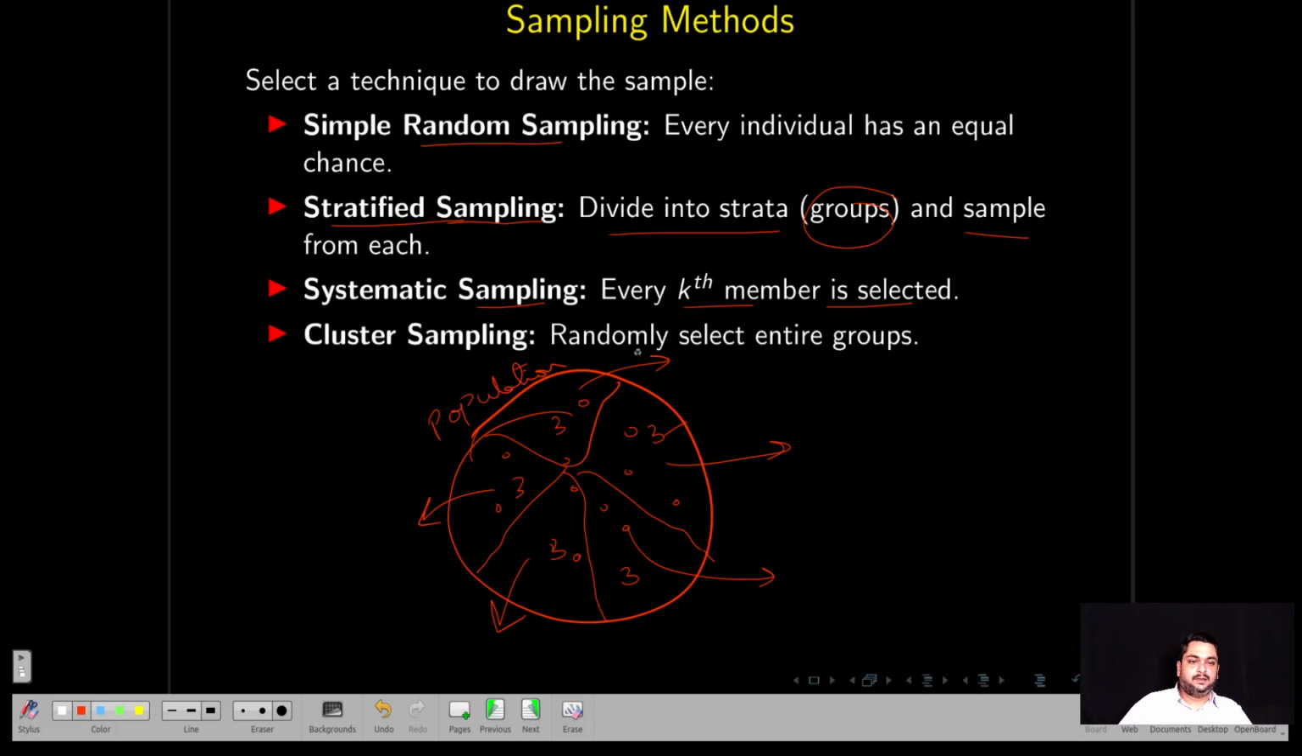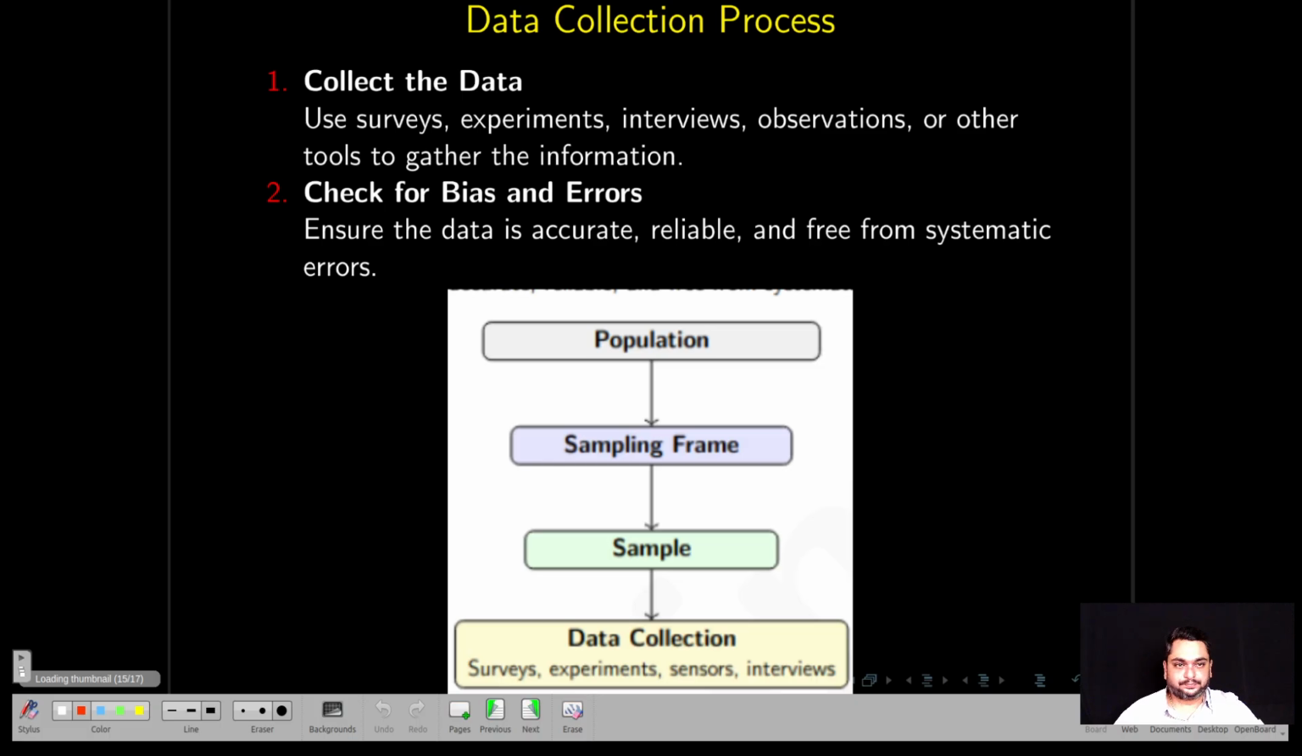Now cluster sampling: randomly select an entire group. Out of these groups, randomly I will choose this entire group as a sample. That is cluster sampling. Based on the data you have, the study you are conducting and the experiments you have conducted, you will be using these methods. To represent pictorially how you collect the data: from the population you find a sampling frame, then you sample, and then you conduct surveys or experiments to collect the data.